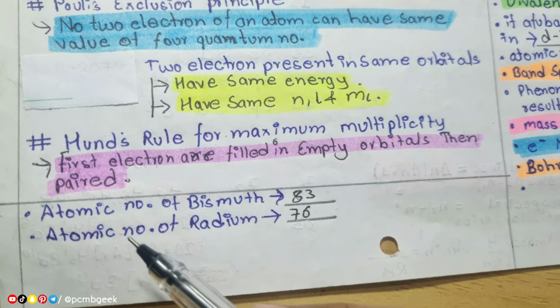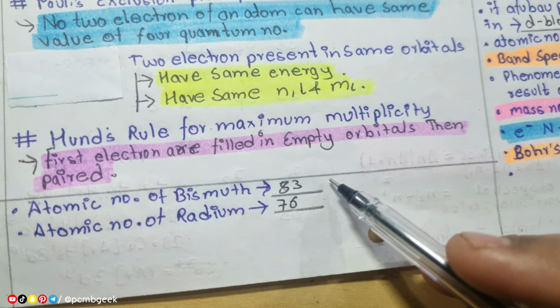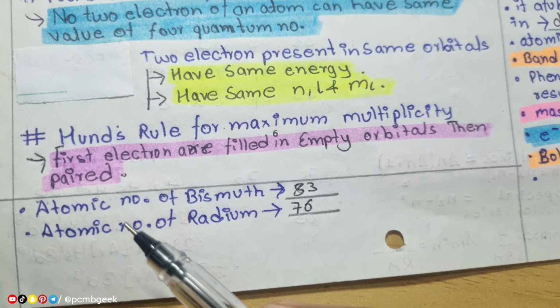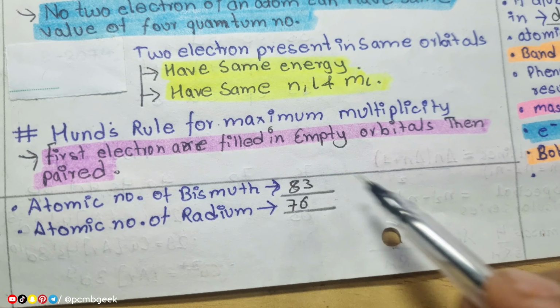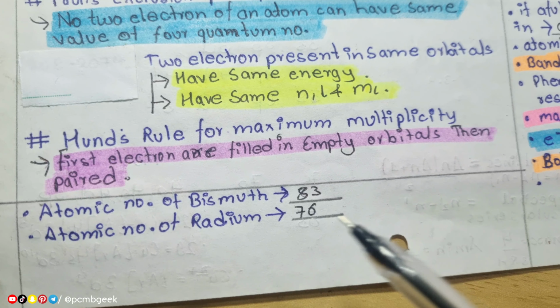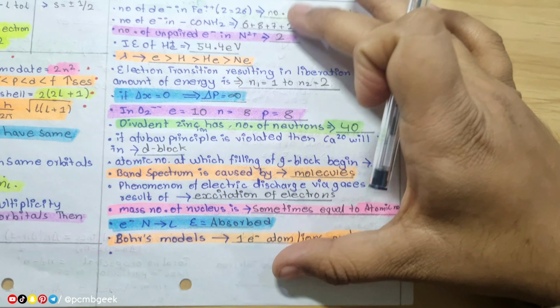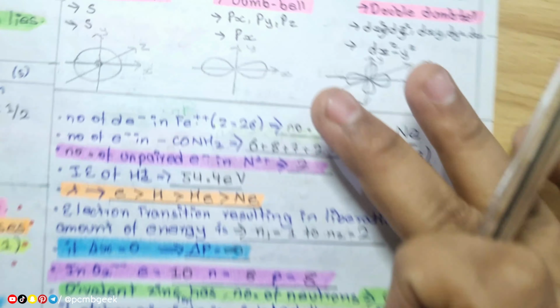Now you need to memorize the atomic numbers of two elements, that is bismuth and radium. The atomic number of bismuth is 83, and the atomic number of radium is 76. Now this is the last portion of our chapter, that is, some facts regarding the atomic structure of an atom.